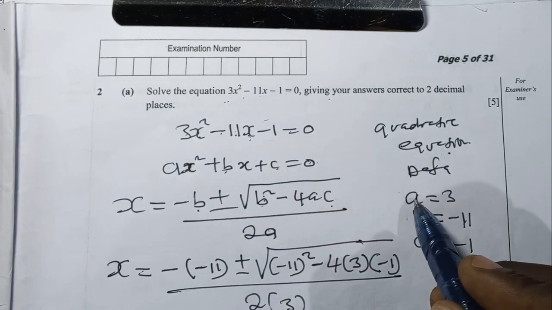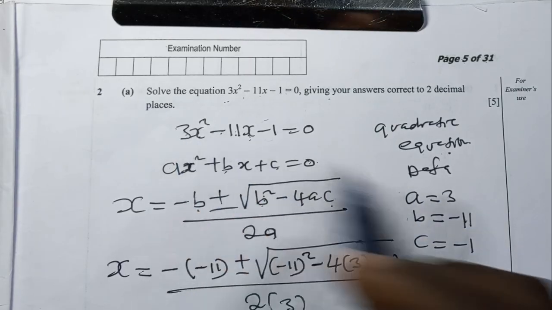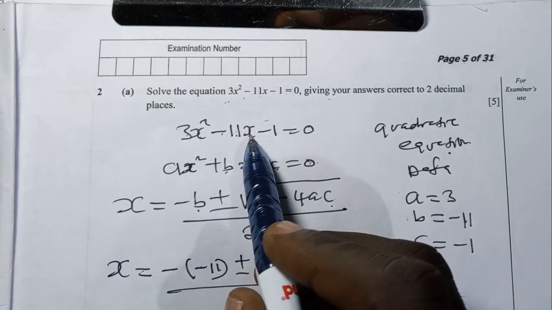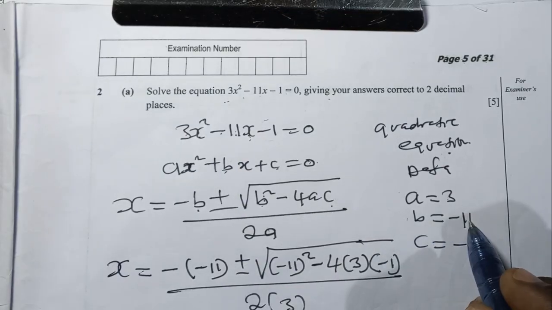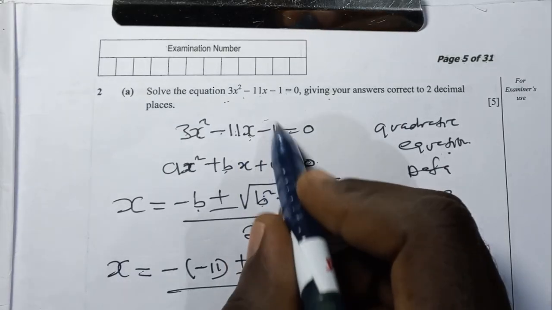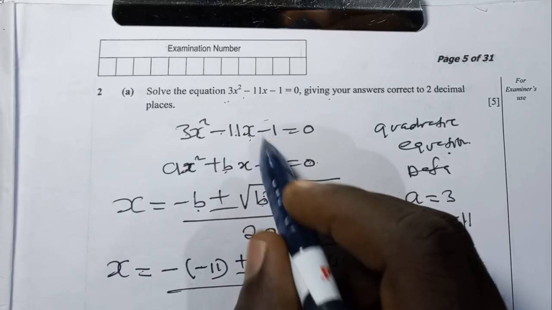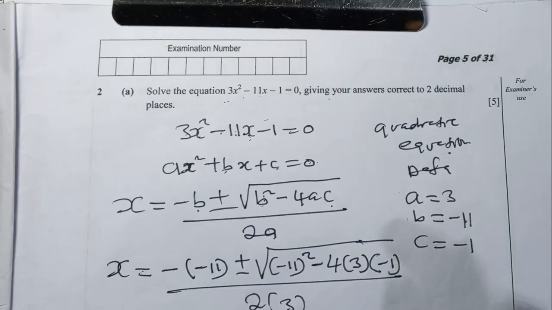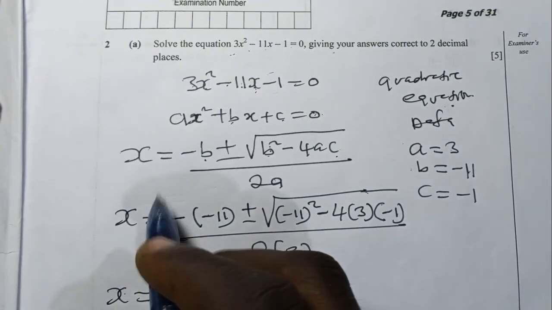So that's the data. The value of A is the coefficient of x power 2, which is 3. B is the coefficient of x, which is negative 11. And C is the constant number, the number with no x, which is negative 1. Then what we're supposed to do is write down the formula.